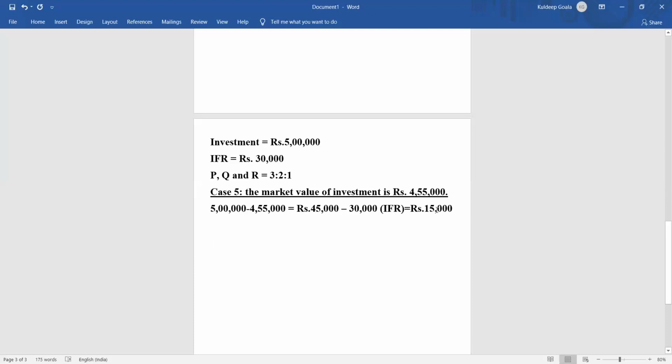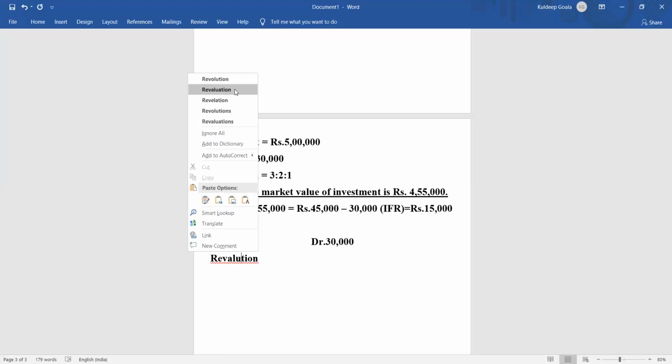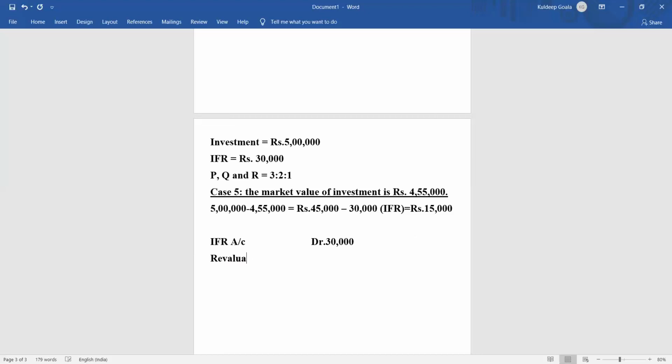And along with that, there is a loss of 15,000. So there are two losses. So how to do it? Just see. First of all, investment fluctuation reserve account debit is closed. How much? Full 30,000 we are taking. Then there is an extra loss. What is the loss? That is the loss of 15,000. So that loss will be going to the revaluation account.